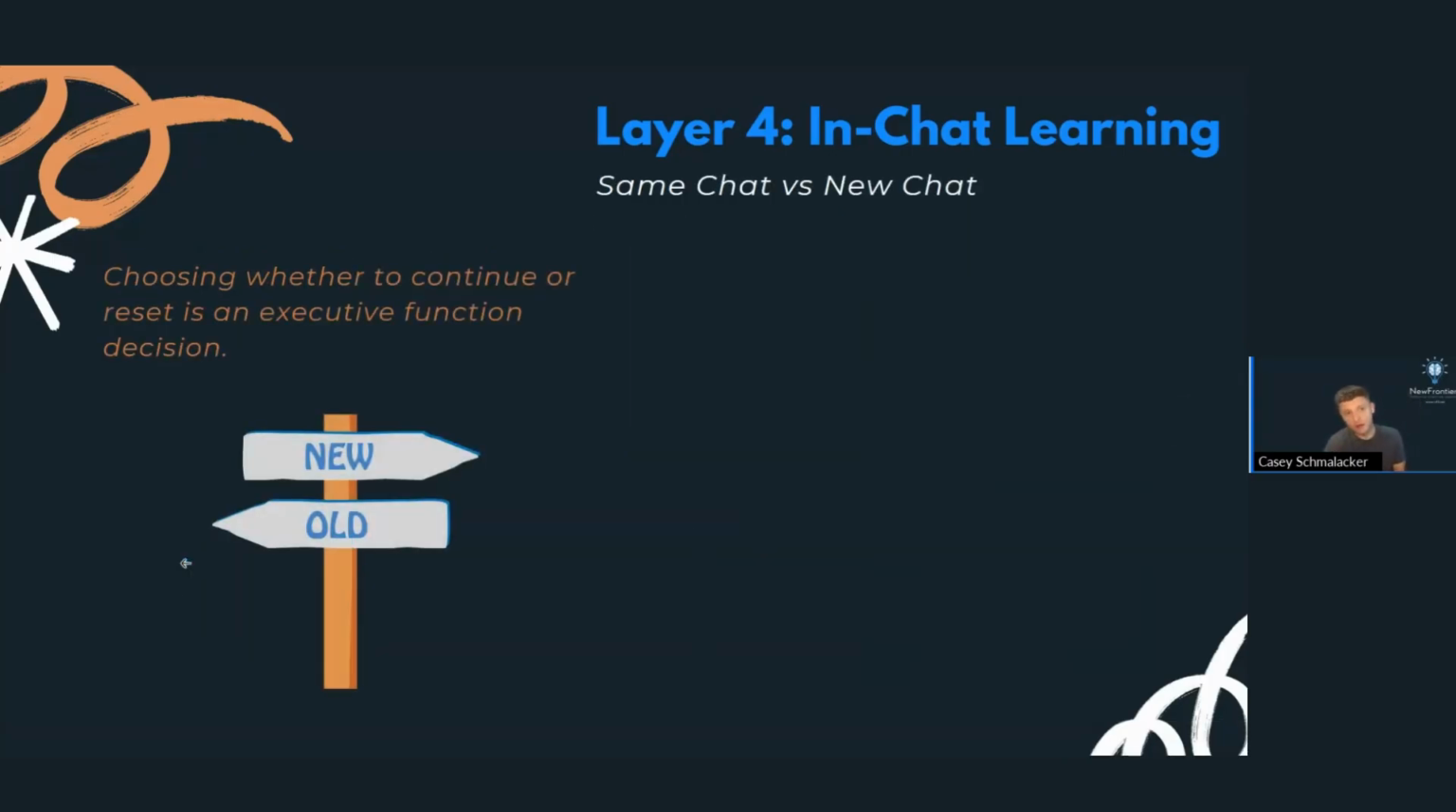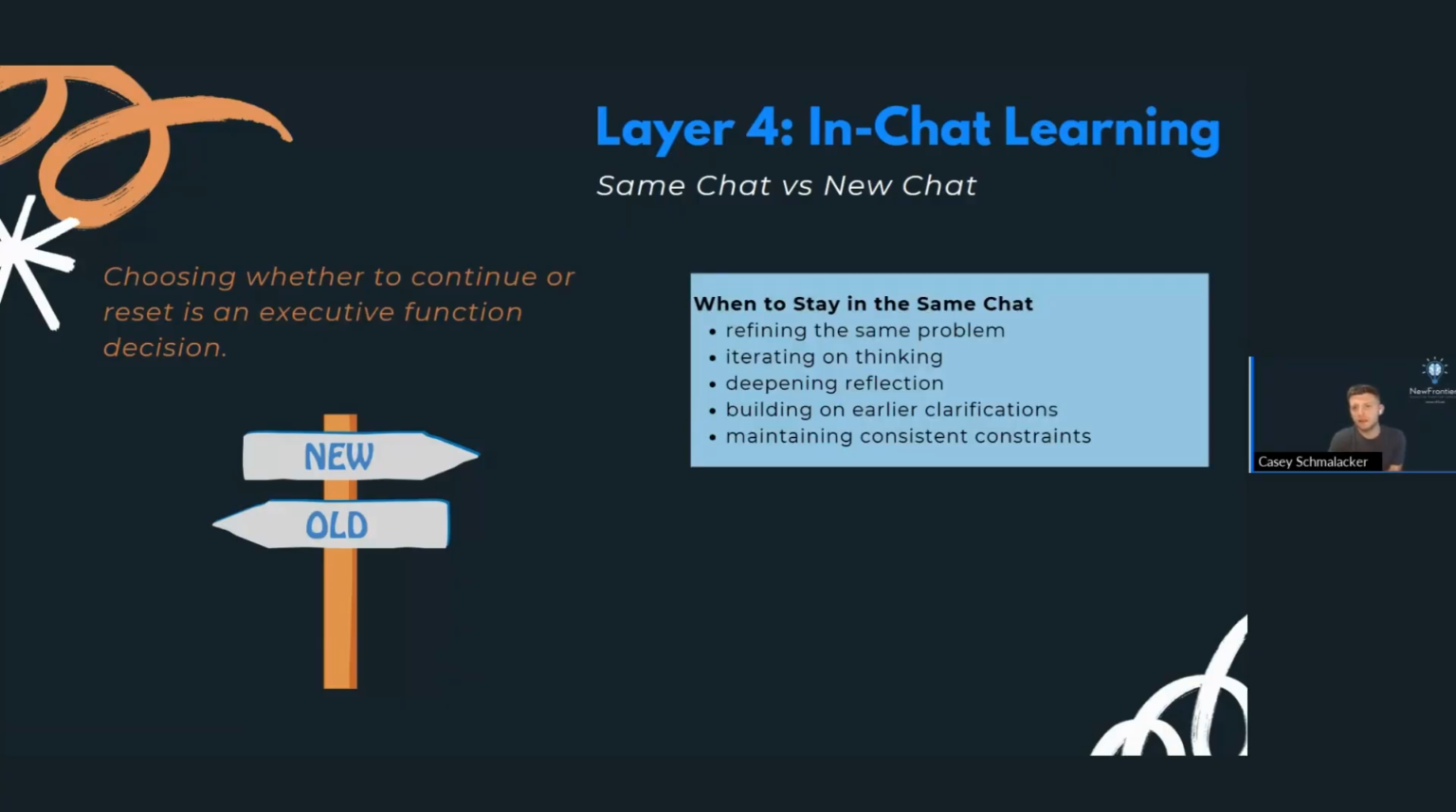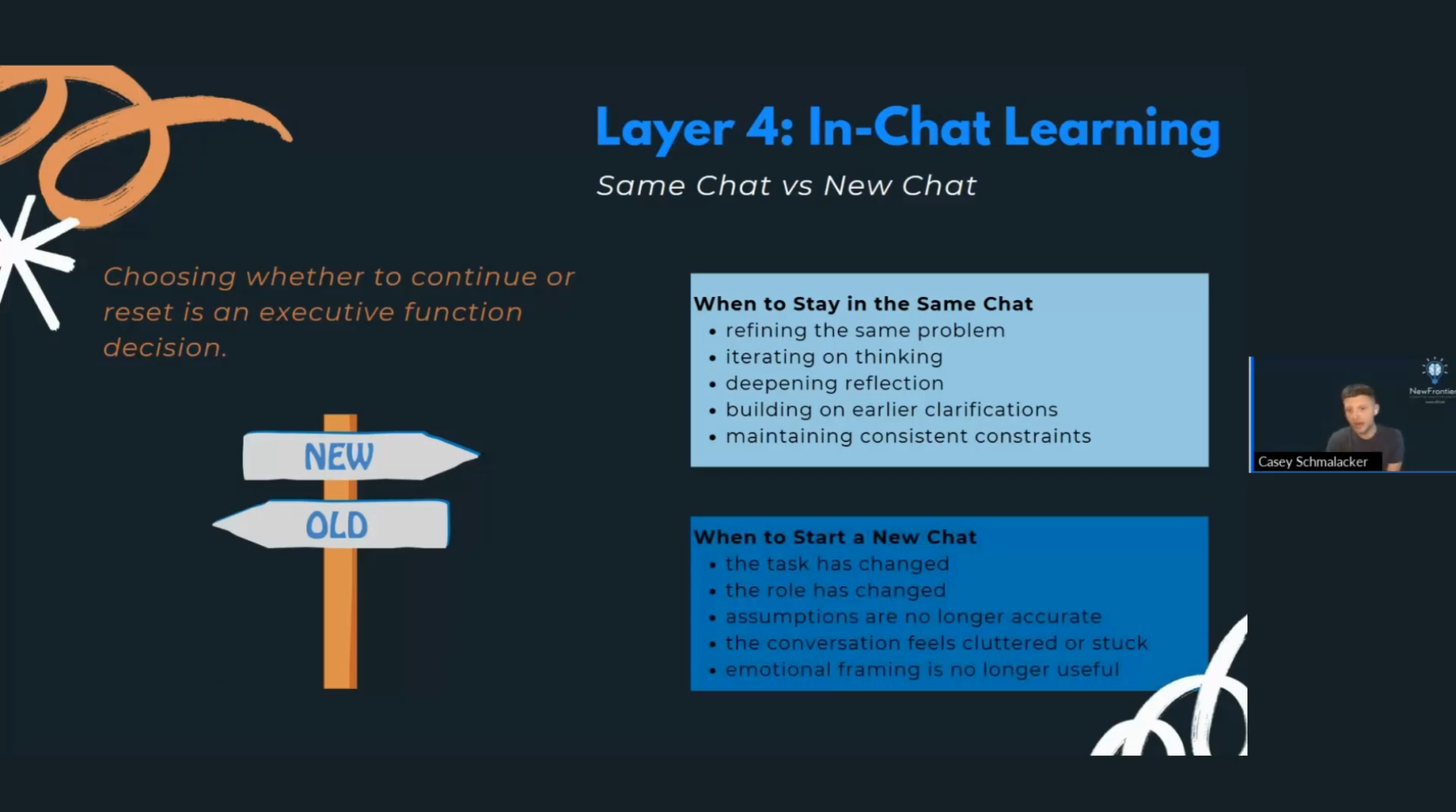So now, looking at this, when to stay in the same chat is when you're refining the same problem, iterating on thinking, deepening reflection, building on earlier clarifications, or maintaining consistent constraints. And when to start a new chat is maybe the task has changed, the role has changed, assumptions are no longer accurate, the conversation feels cluttered or stuck, or emotional framing is no longer useful. And so choosing whether to continue or reset is an executive function decision. It's a very, is this helping me move towards my goal? Self-monitoring, metacognition, and really that efficiency in moving forward.